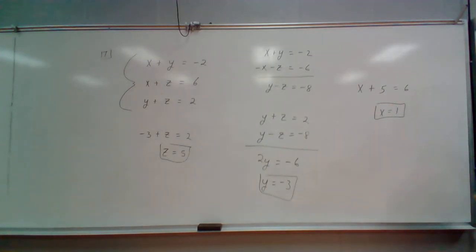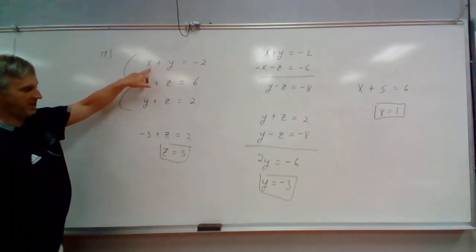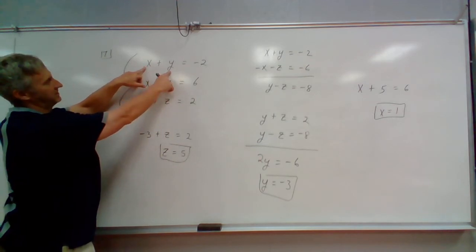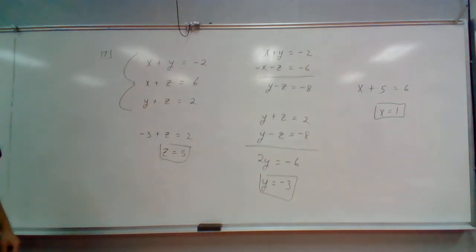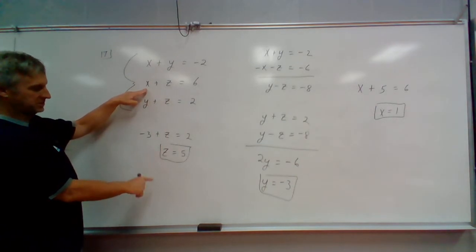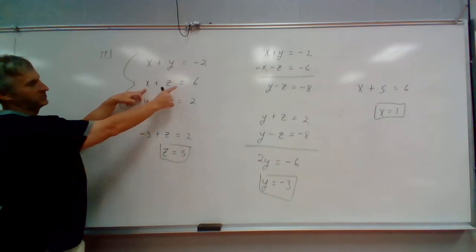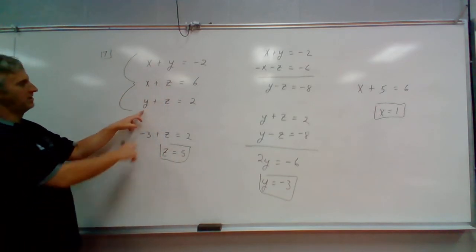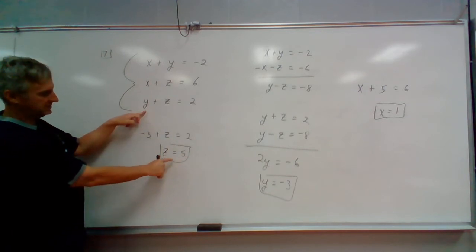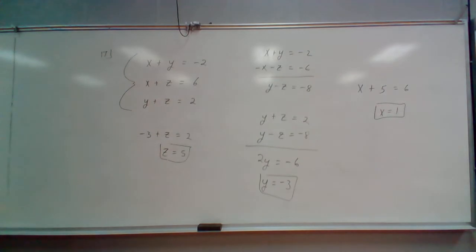All right, let's just check those a little bit and make sure they work. So we're saying that x is 1 and y is -3. So 1 plus -3, that's -2. That's good. X plus z should be 6. So we're saying that x is 1, z is 5, 1 plus 5 is 6, that works. Y plus z should be 2. We said that y is -3, z is 5, -3 plus 5 really is 2. So they all work and we have it solved.